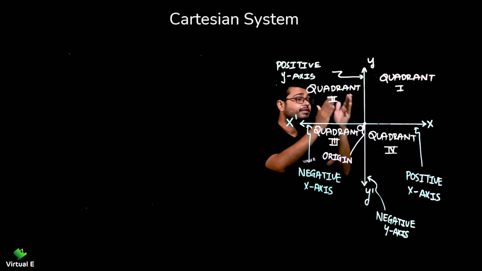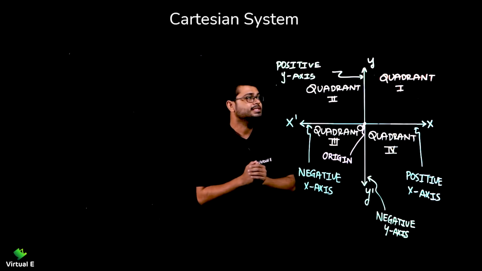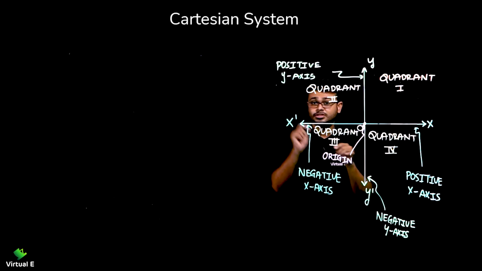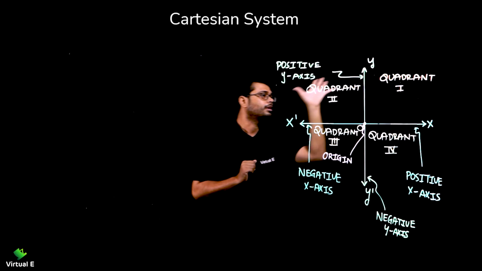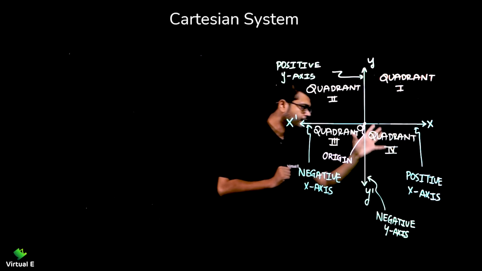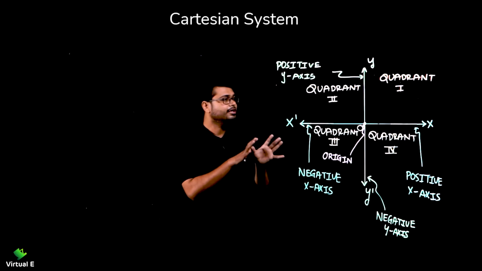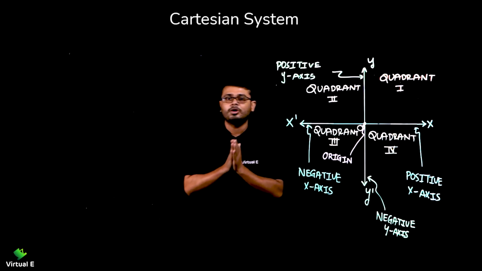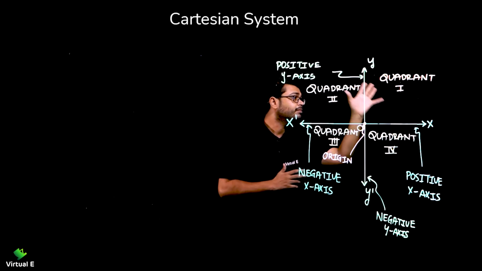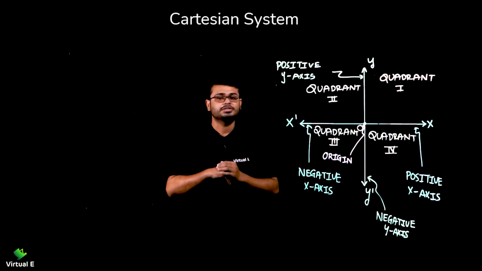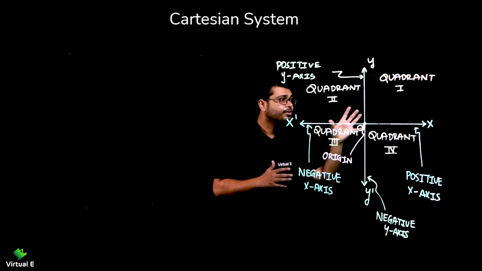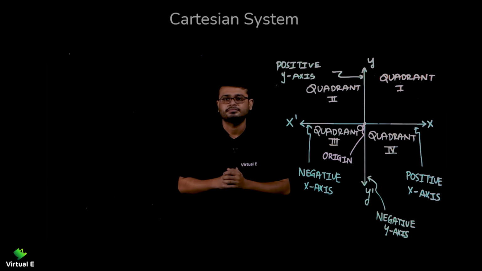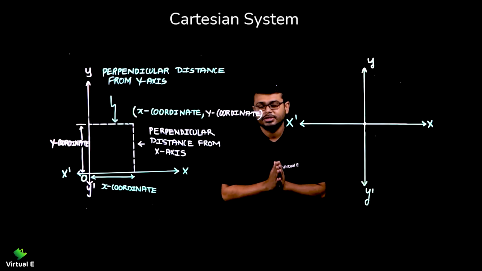Next, when we draw these two axes, we can see there are four parts. Those parts are called the quadrants: quadrant 1, quadrant 2, quadrant 3, quadrant 4. And their numbers are fixed. When we talk about quadrant 1, it always means this part of the Cartesian system. Now in the next topic, we are going to learn how to locate a point and what is the meaning of it. So let's learn about the new topic.